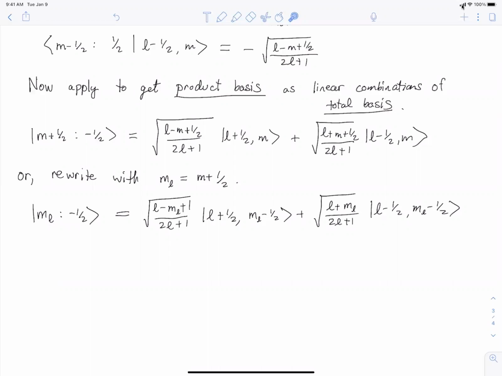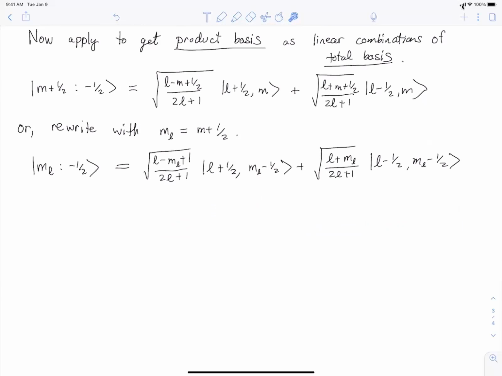And so that means the only things that can appear on the right-hand side are states that have that same value of M sub L minus 1/2, but they can have different values of the total angular momentum. And the two different values they can have are L plus 1/2 and L minus 1/2. So without doing anything else, you would have known that it was a linear combination of these two states. And then what we've done using the Clebsch-Gordans is to find out what the coefficients actually are.